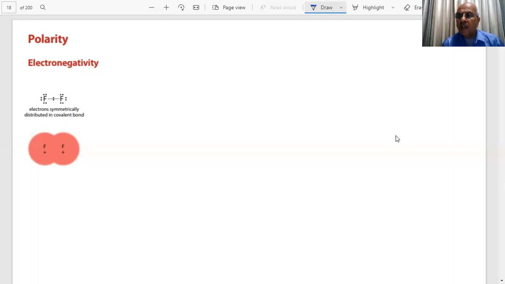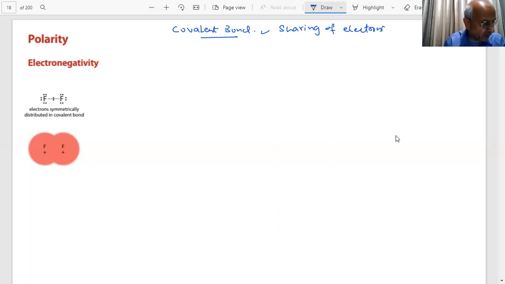Students, last time I told you what a covalent bond is. Did we tell you what a covalent bond is? Tell me yes or no. A covalent bond is formed by the sharing of electrons, right? Yes, sir. Sharing of electrons, students. That means we have also shown you that most of the time, if you have two non-metals, they form a covalent bond.